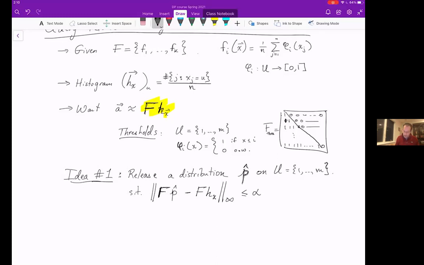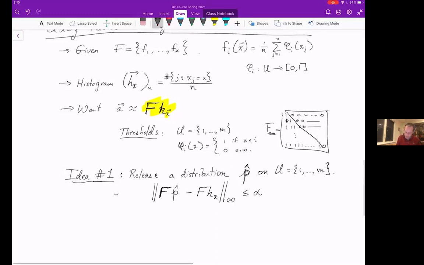Okay, so in fact, we'll give this thing a name. We'll call this the error of p hat. This is a definition we'll be using a lot, and we want this to be small. So let's try and understand what this definition says. It says each of the entries of these two vectors should be very similar. So what does that mean?